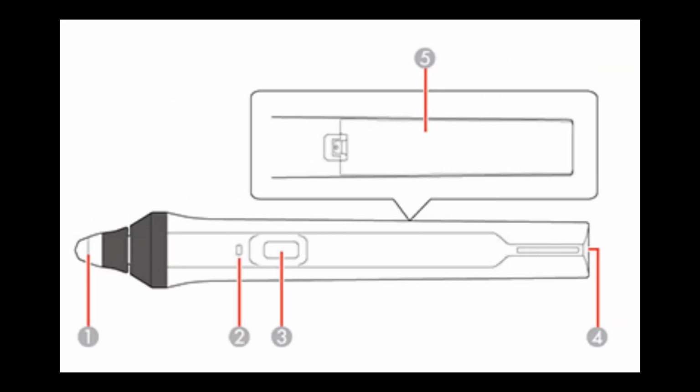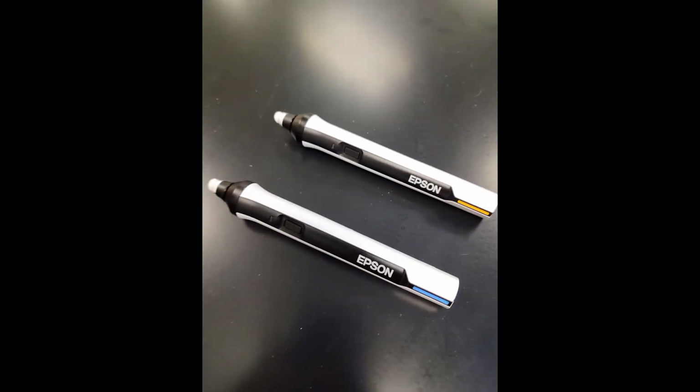The parts of the pen are shown on this diagram. Number 1 is the pen tip. Number 2 is the battery light. Number 3 is the function button. Number 4 is the attachment for optional strap or cord. And number 5 is the battery cover. Your projector came with a blue pen and an orange pen.